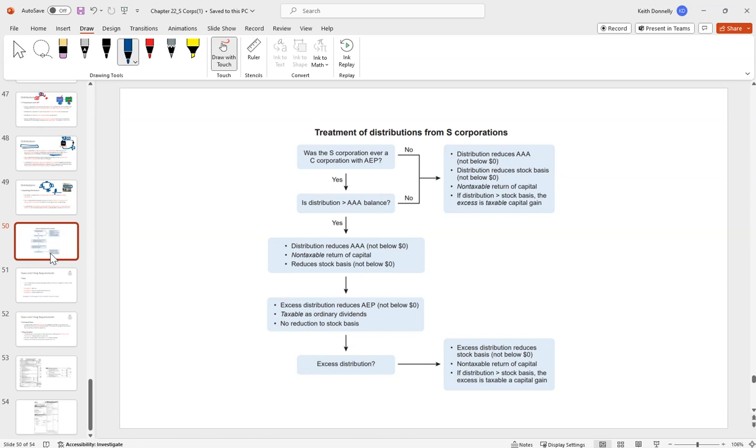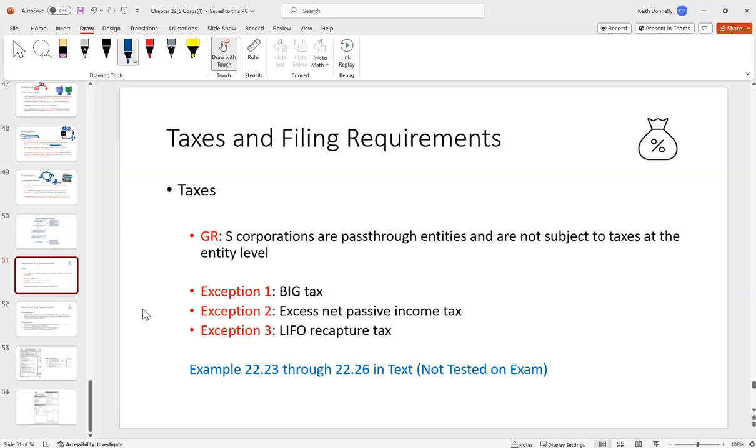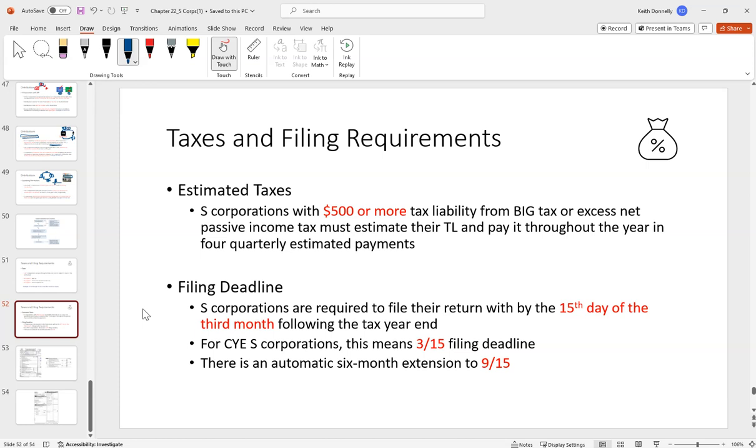All right, so that's the idea here for these distributions. The last couple items, let's just talk about this at a high level. General rule is S corps do not pay tax at the entity level. They're a flow-through taxation scheme. There are 3 exceptions. I'm not going to test these on the exam. This is more of an upper level analysis. So there's the built-in gains tax, excess net passive income tax, and the LIFO recapture tax. If you have those taxes, you're going to have to make quarterly estimated payments on them.